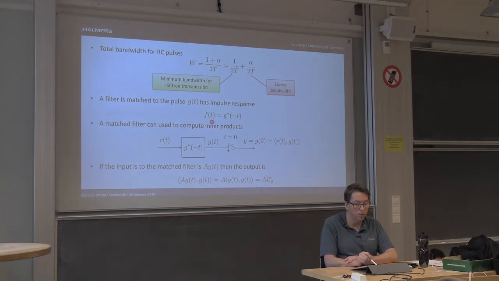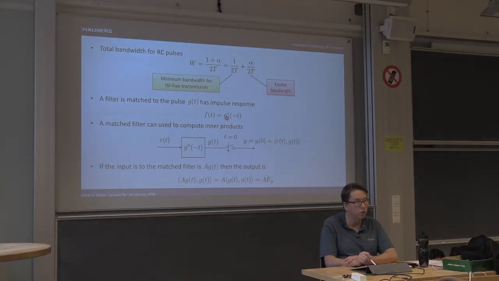So essentially what we want to do is to make the receiver filter impulse response matched to G. Okay? That does not mean that F should be equal to G. No, not at all. It should be the complex conjugate of G. It doesn't matter when G is real valued, of course, but then it should be the time reversed version of it. So the impulse response is the time reversed version of G and then complex conjugate.